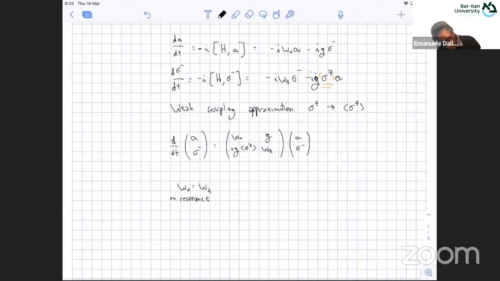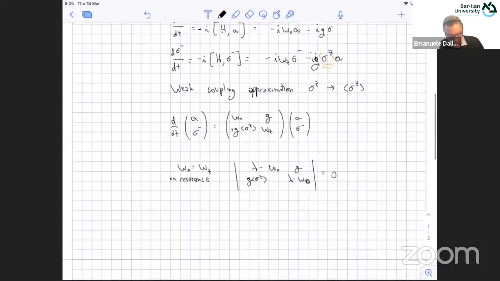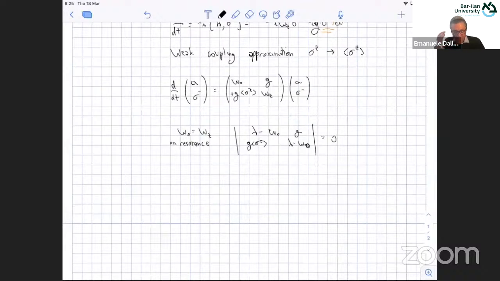So the matrix, let's do it. It's something like lambda minus omega 0, G sigma Z, lambda minus omega Z, and this is now omega 0, because omega 0 and omega Z are the same. We need to take the determinant of that matrix and set it equal to 0. That's the way we find the eigenvalues of a matrix. I apologize if it's a little bit boring, but I want to show that because in a moment it's going to be very surprising, I think.